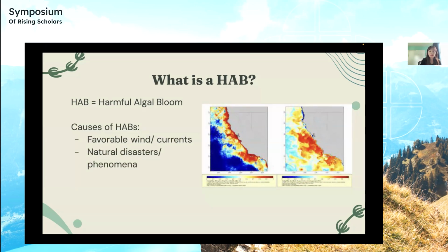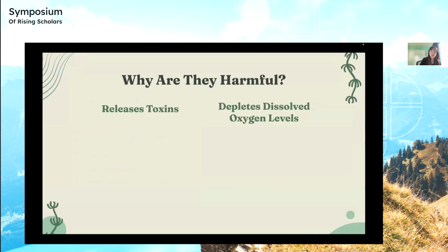But more recently, scientists have speculated that HABs have occurred more frequently due to agricultural runoff, which is basically when the nutrients from the soil of the farmers run into the water. And they are recurring events off the coasts of the US and all over the world.